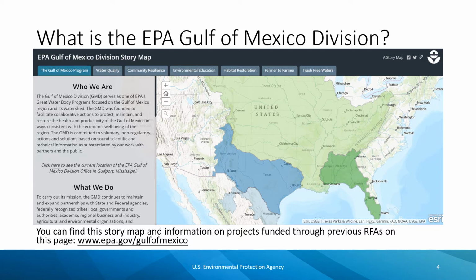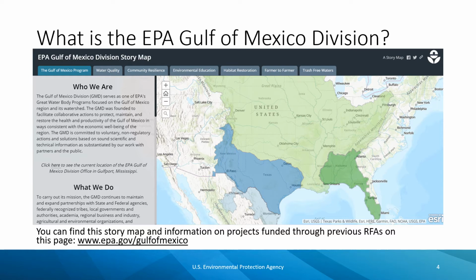All projects GMD funds must take place in the Gulf of Mexico watershed and are typically focused on one or more of the 5 Gulf states. There are some instances, especially for our nutrient and trash-focused projects, in which GMD funds projects in the non-Gulf states of the Gulf of Mexico watershed. You should read the funding opportunity for specific project location eligibility. The link to GMD's webpage is www.epa.gov/gulfofmexico. On this page, you can find a link to the story map pictured here and find information on previously funded projects.